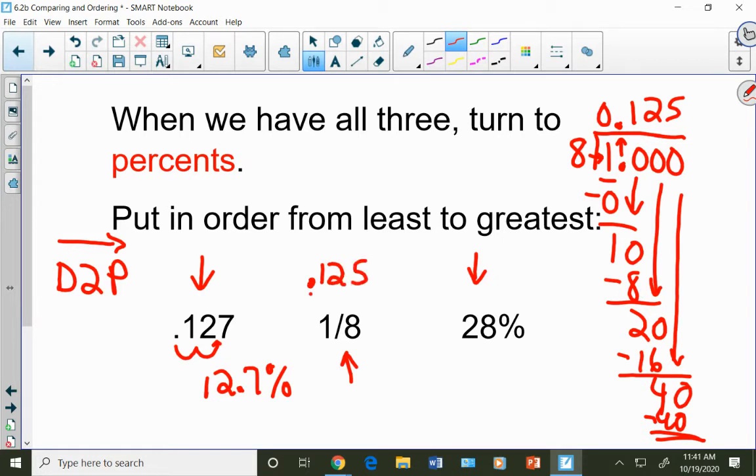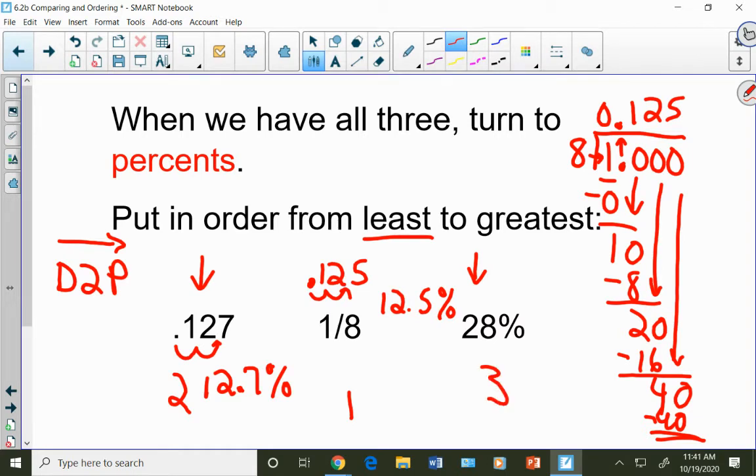We have to move that 2 places to the right, and that's 12.5%. Okay, so now we can tell which one is the smallest or the least. That would be 1/8 is the smallest. Then next would be 127 thousandths. And then the largest is 28%.